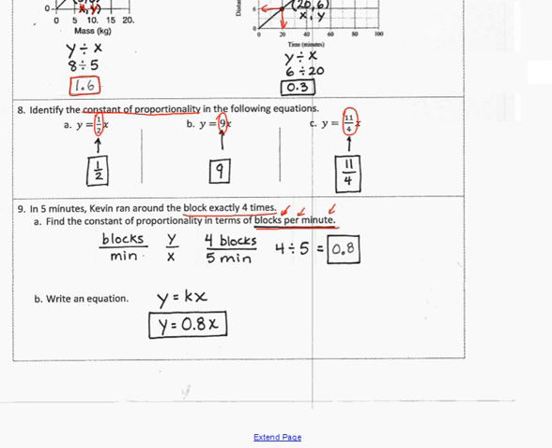So the constant of proportionality, remember, is a number, a value. And then the equation, you start with the basic equation for proportional relationships, y equals kx, and then you substitute the value k with the constant of proportionality.